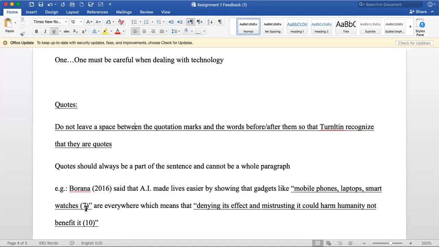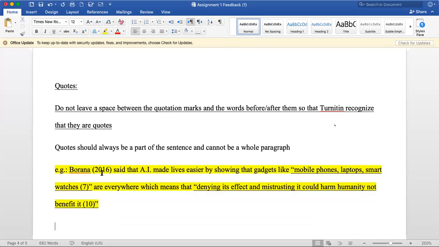But if I use synthesis while quoting, that's correct. Let's see an example. This is a good one. So Burana, 2016, said that AI made lives easier by showing that "gadgets like mobile phones, laptops, smartwatches" — so is this my words or her words? Her words. But the rest of the sentence is mine. So I am showing that I'm not lazy. It's just that I want to keep this part of the sentence as it is, but still I'm doing my job as a writer. "They are everywhere, which means that denying its effect and mistrusting it could harm humanity, not benefit it." Page 10. So here, although the student is quoting, I can still see his or her voice as a writer. And this is something extremely important.